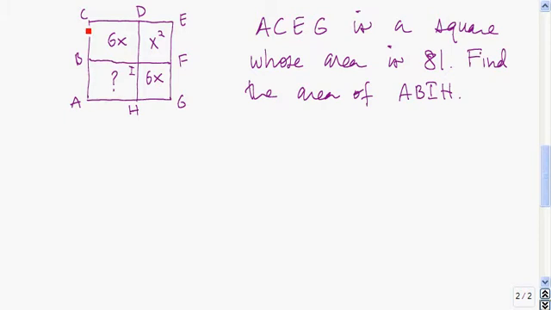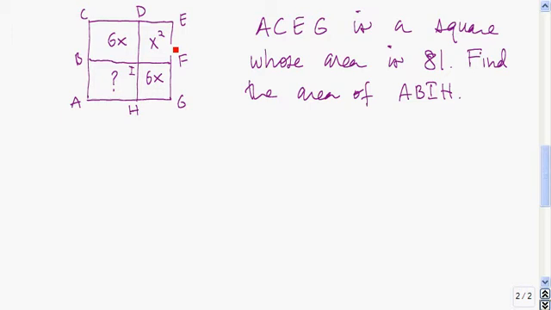Okay, we have ACEG is a square, and its total area is 81. We want to find the area of this missing piece here, ABIH. We know that to get the area of a rectangle, we multiply the length of each side together.